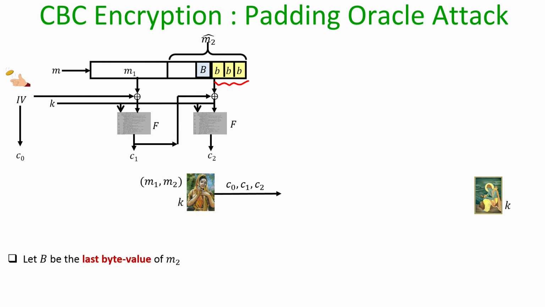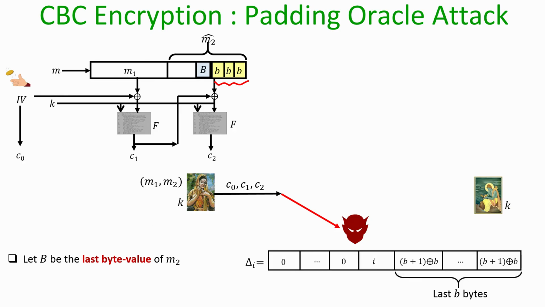So, here is how it is performed. What an adversary does now is it prepares a modified block, which I denote as delta I. In this modified delta I block, the last little b bytes represent the binary string corresponding to the XOR of the values b and b plus 1. That is the binary content of the last b bytes, and the b plus 1th byte from the last represents the value I, little I in integer. That is the modified block delta I which the adversary has computed.